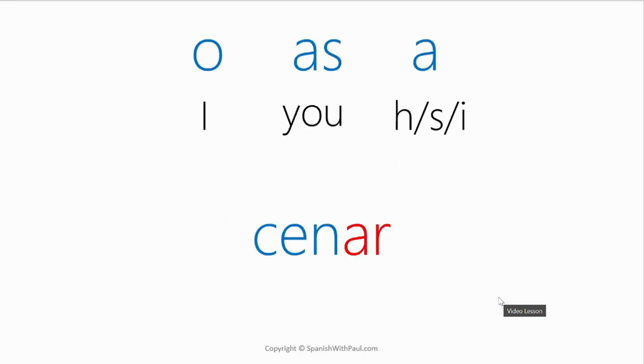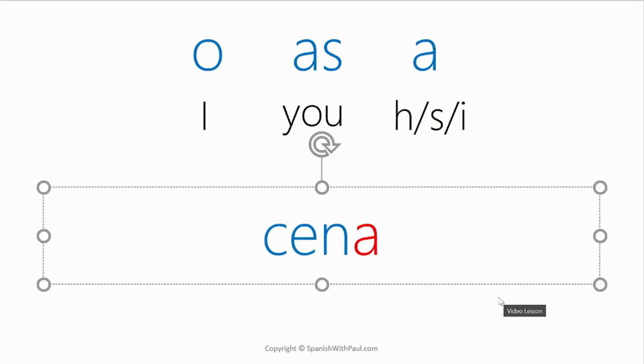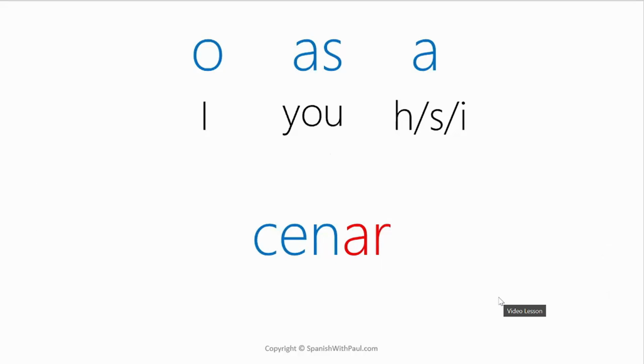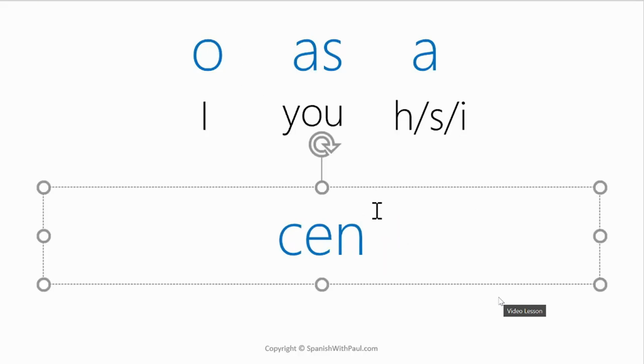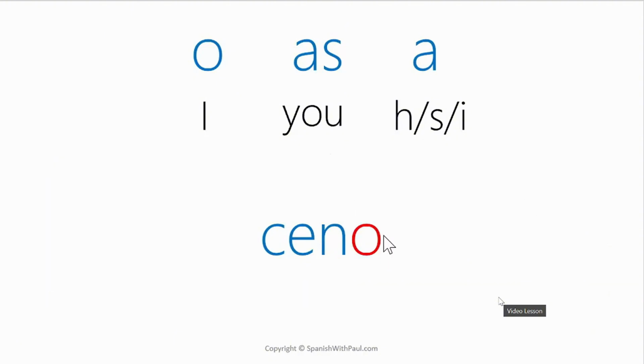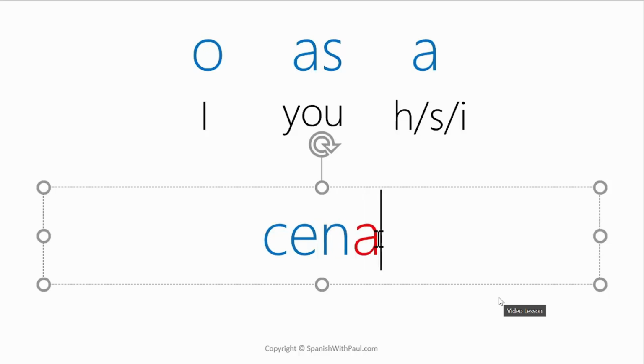Let's begin with cenar. So the first thing we notice is that cenar belongs to the AR group. And obviously it means to have dinner. So how would you say she has dinner? You're going to simply be cena, taking this ending here. What about I have dinner? That would be ceno, taking this ending here. Like this, ceno. And then finally, you have dinner. Cenas.